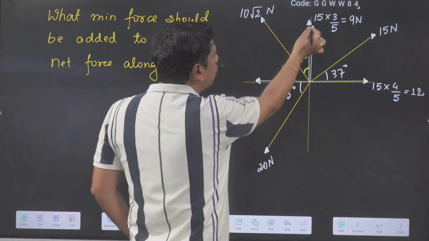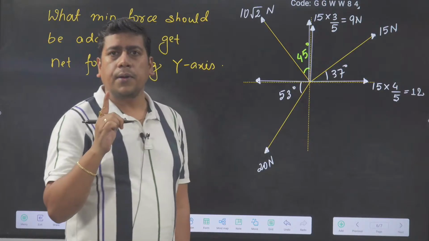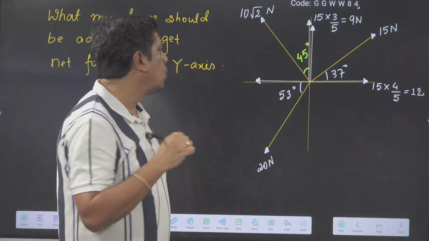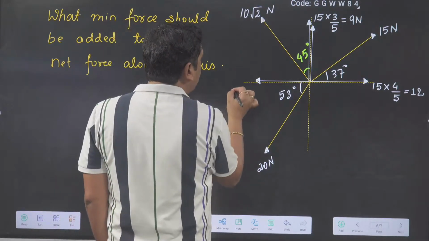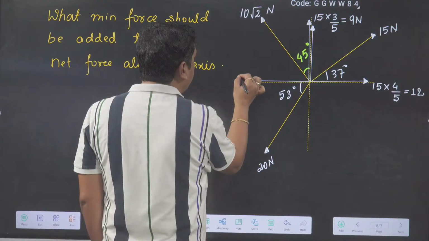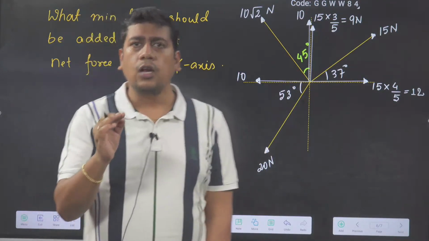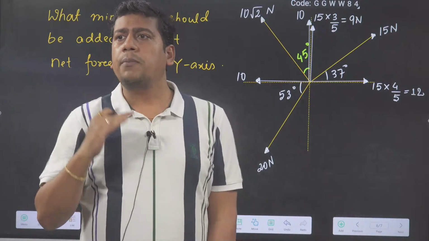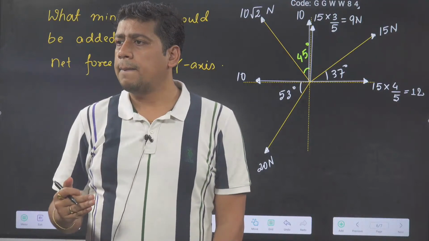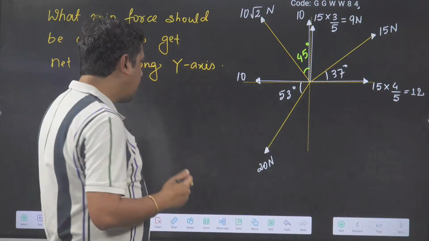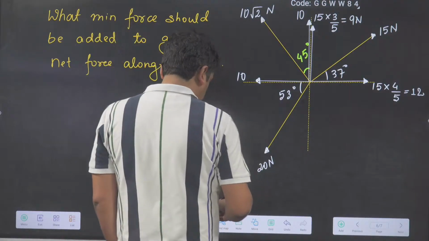So 10 root 2 cos 45. Cos 45, everybody knows, is 1 by root 2. So 10 root 2 into 1 by root 2 will be 10, and this will also be 10. Tell me, any doubt? The components of 10 root 2 will be 10 and 10. Clear?